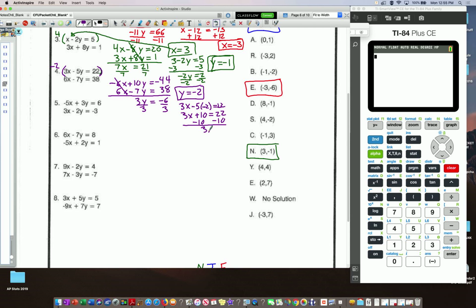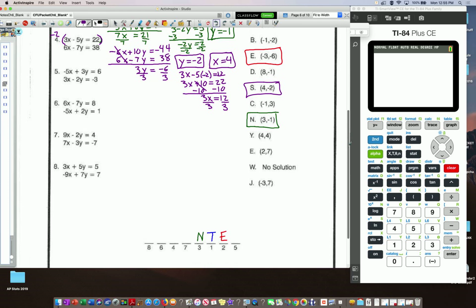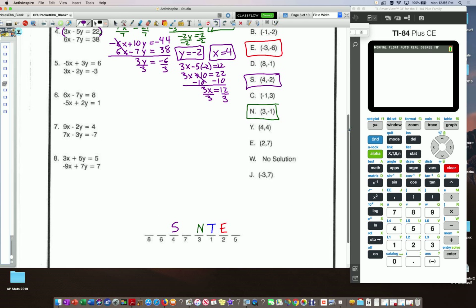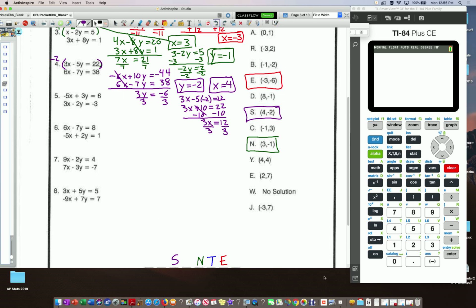So 3x, cross out, equals 12. Divide by 3, x equals 4. So I'm looking for the ordered pair for negative 2. It's right there, the letter S. So S for number 4. All right, number 5.